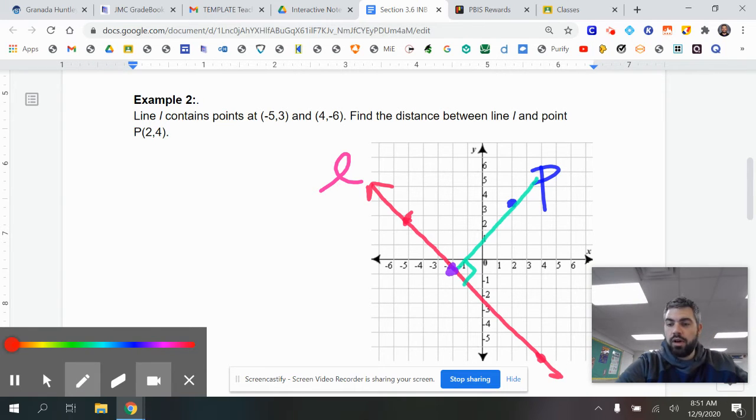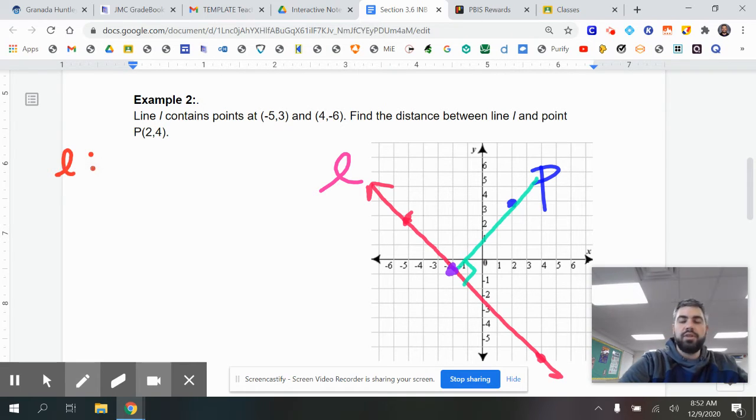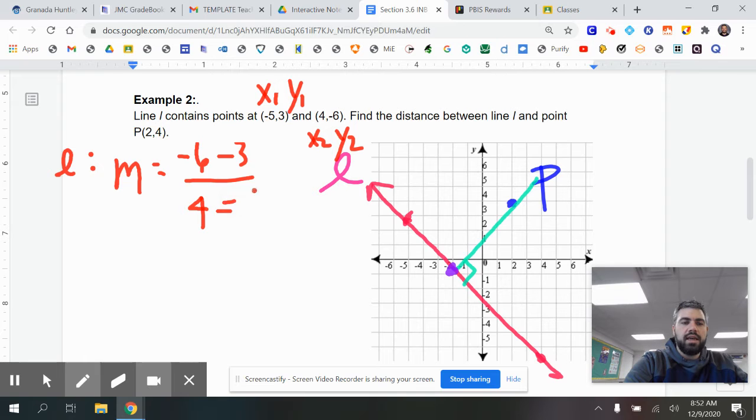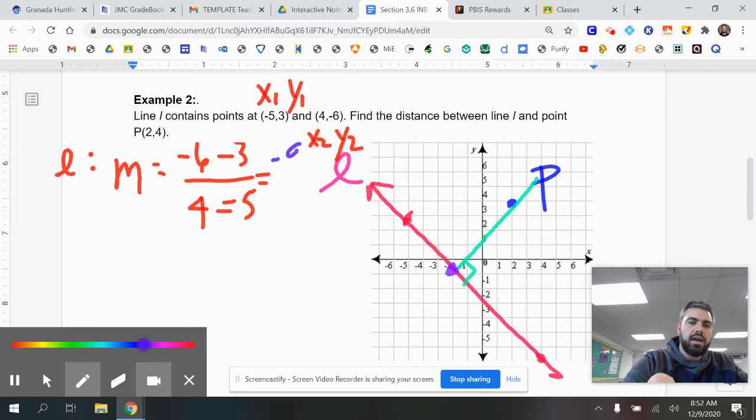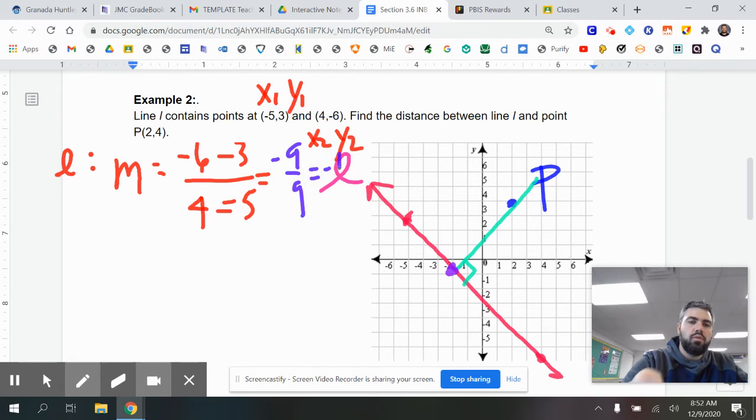Okay, so the first thing we have to do for this problem is to find the equation of line L. So let's do that. The first thing I need to find is the slope. Anytime I'm finding the equation of a line, I need to know the slope between the points, right? So our slope is going to be, if this is (x1, y1) and this is (x2, y2), -6 minus 3 on top, and 4 minus -5 on the bottom, which ends up becoming -9 over 9, which is -1. So the slope of line L is -1.